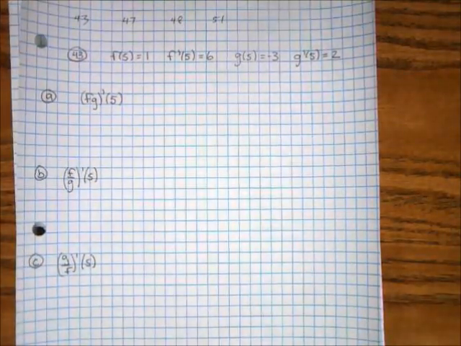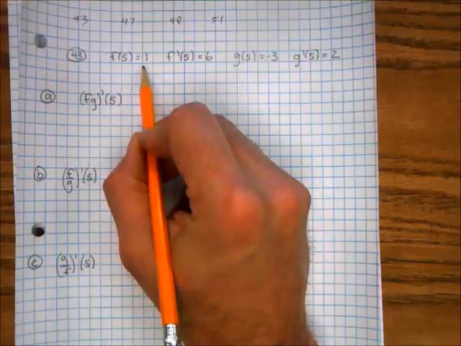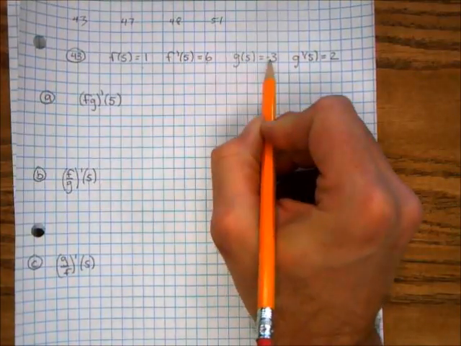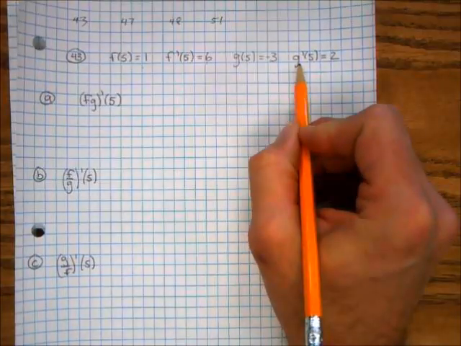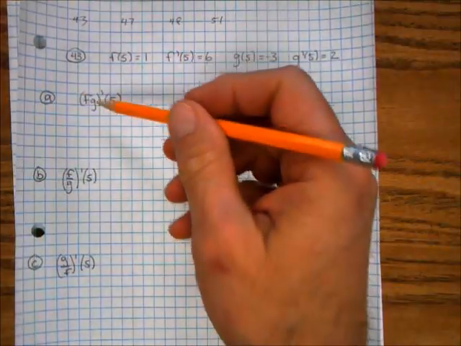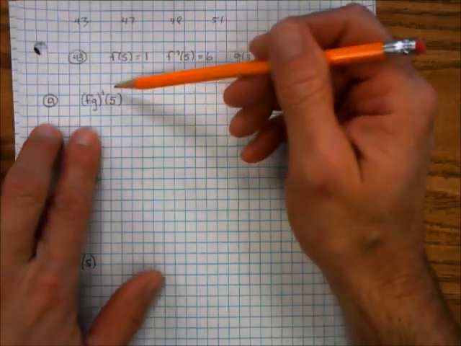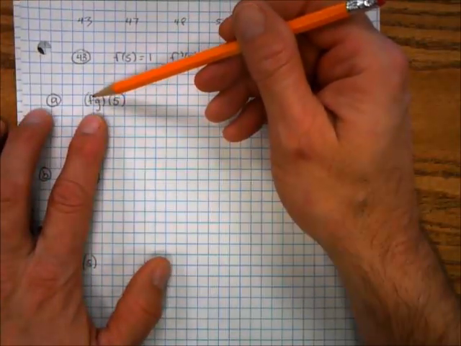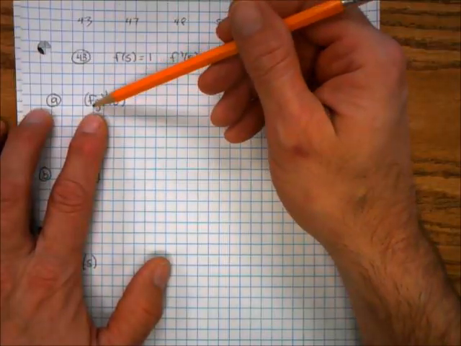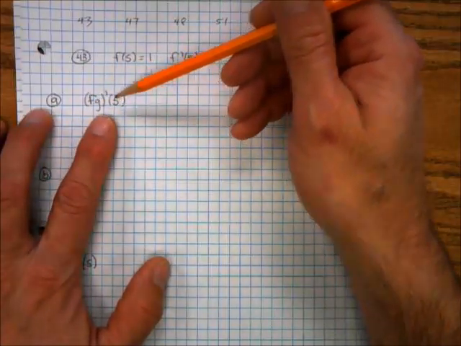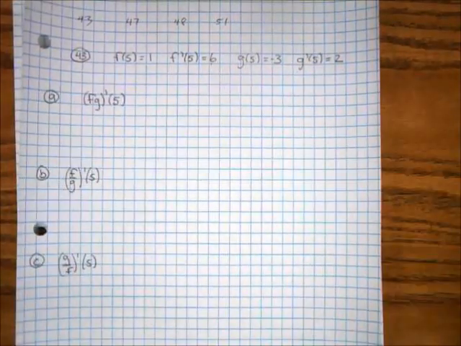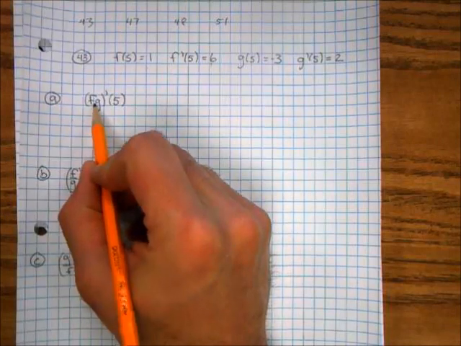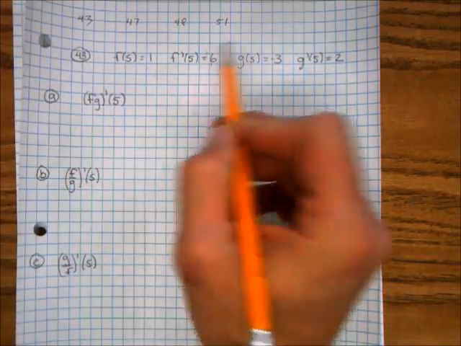Okay, 43. Suppose that f of 5 equals 1, f prime of 5 is 6, g of 5 is negative 3, g prime of 5 is 2. Find the following. A. What this is asking for is the product between the two functions and take their derivative at 5. Notice they all have 5, so that's good because that's what we need. If we want to find the derivative at 5, we need all these values at 5.